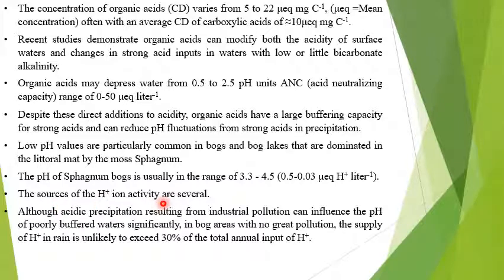Sources of H ion activity are several. Acidic precipitation results from industrial pollution, an influx of poorly buffered water significantly, and due to continued industrial input, pH will reduce and H ion will increase. Acid rain accounts for 30% of the total annual input of hydrogen ion. Due to industrial pollution, if it is acid rich, it will lead the pH to the lower side and the water becomes more and more acidic.